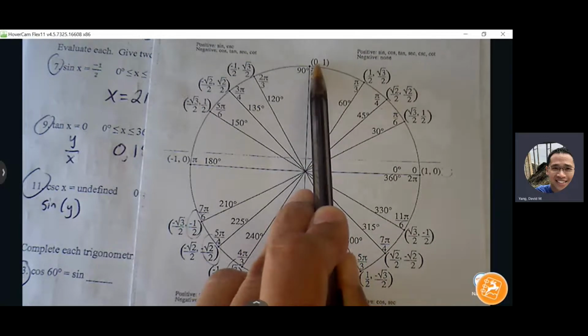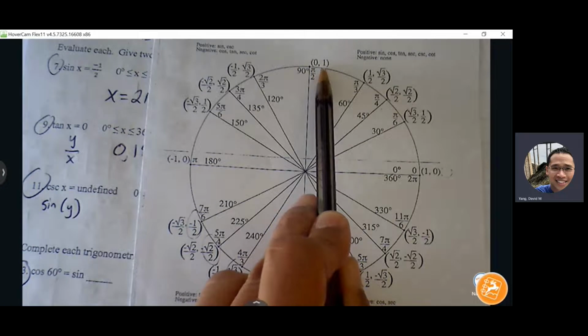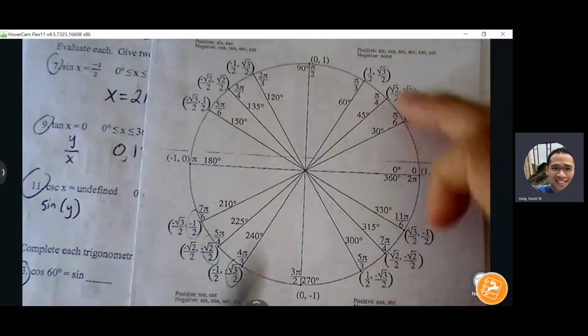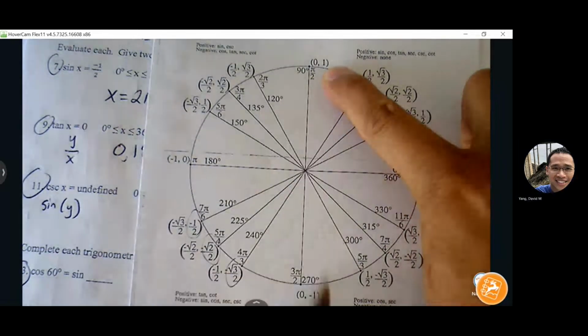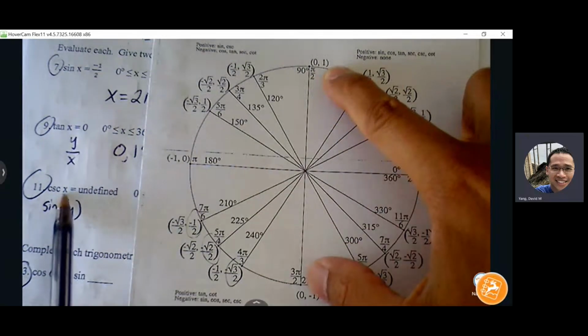Still 1, right? 1 is 1 over 1. If I flip 1, it's still 1. So I know that these are okay. These are not going to produce undefined for the y value.